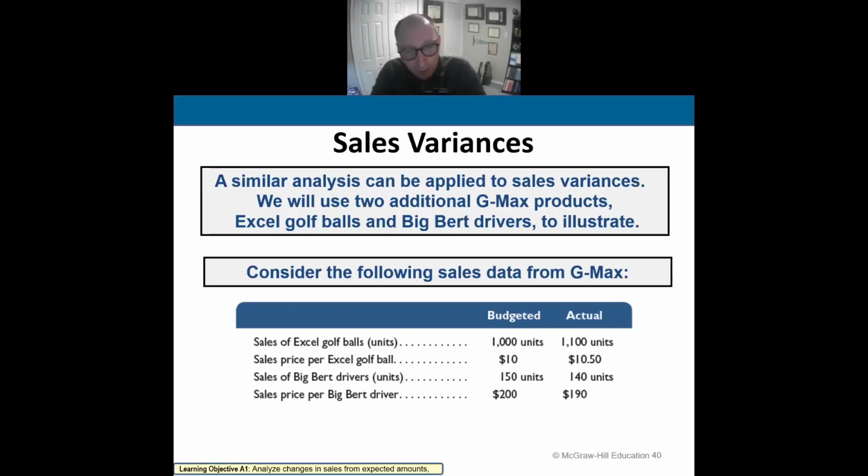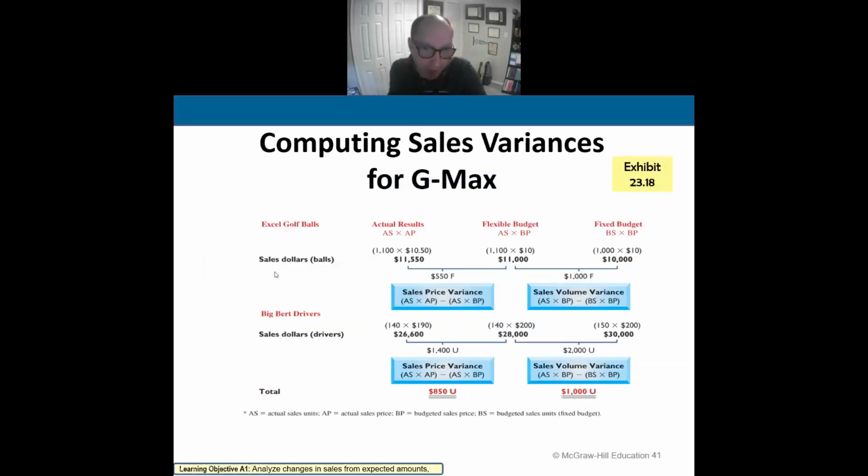We expected to sell 150 drivers, which is a golf club. We expected to sell 150 golf clubs. We only sold 140. The sales price was expected to be 200. We put it on sale for 190. We can see a couple of variances already in the sales.